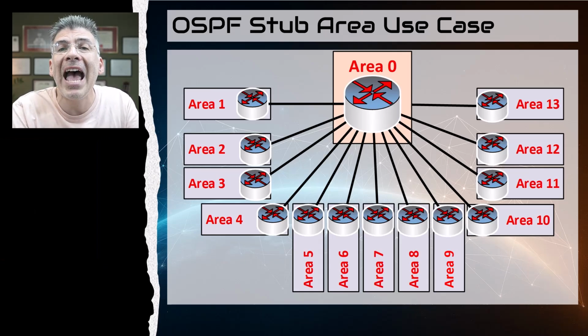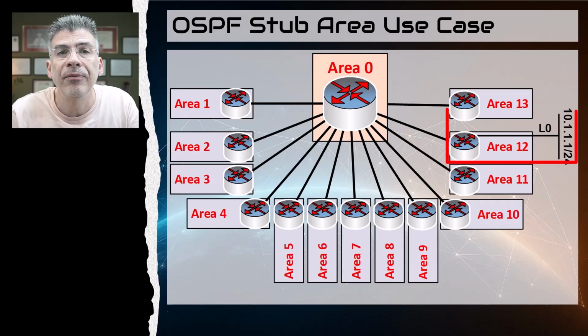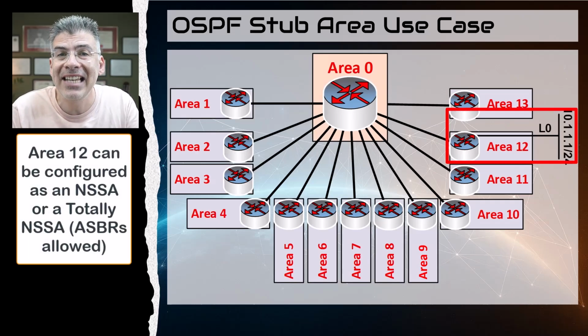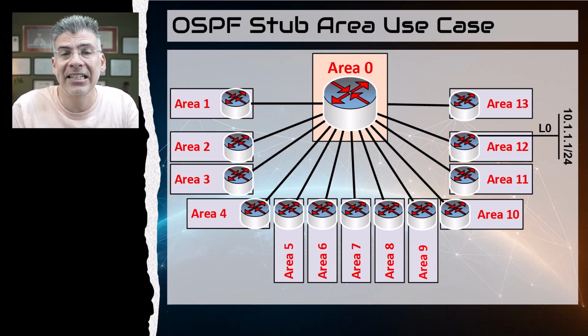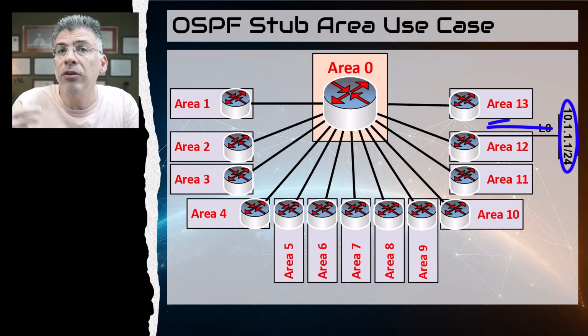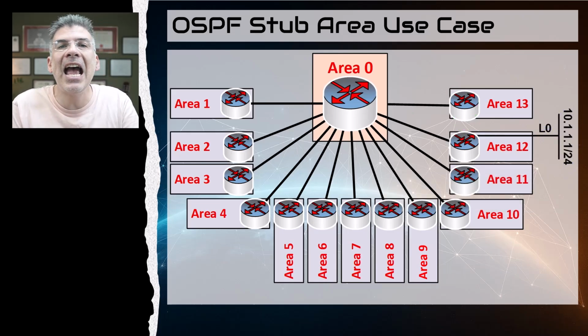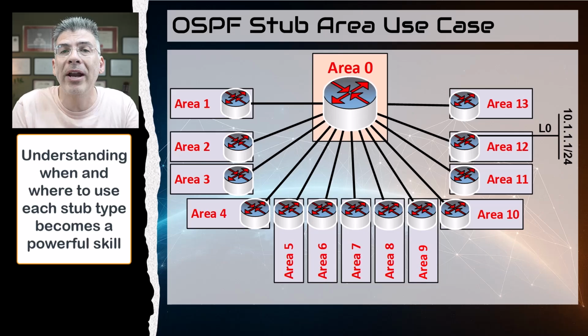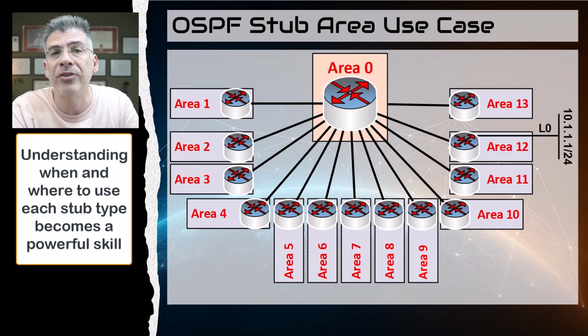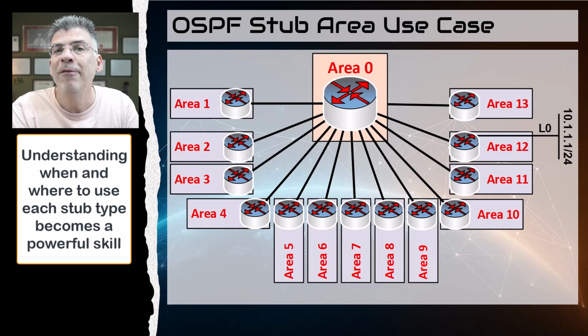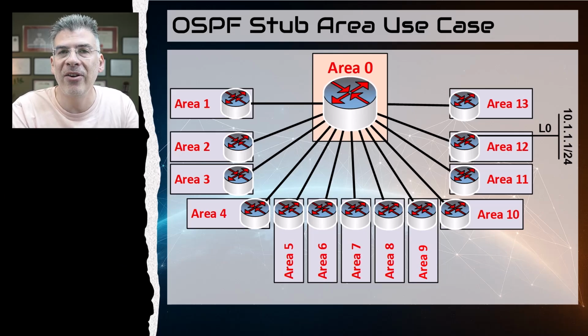Let's say that we want to add an ASBR to Area 12 here. We can make Area 12 an NSSA or a totally NSSA and still benefit from the reduced routing table and LSDB sizes, and the smaller LSAs and the less LSA flooding, while injecting an external route to this particular OSPF area. So you see, each stub type has a specific use case, and as your network grows, understanding when and where to use them becomes a powerful skill. So that's it for the OSPF stub area types.